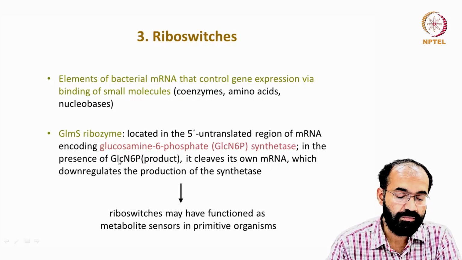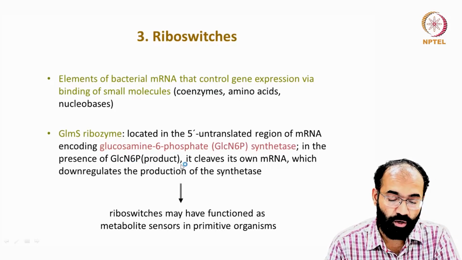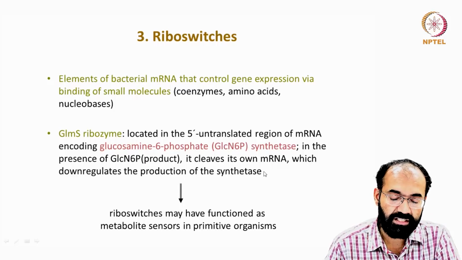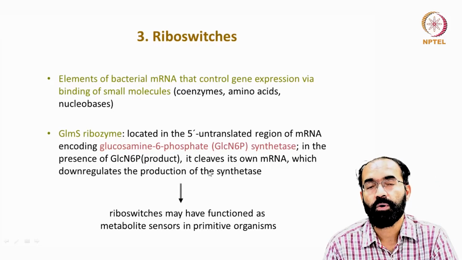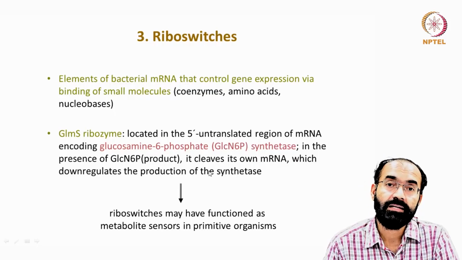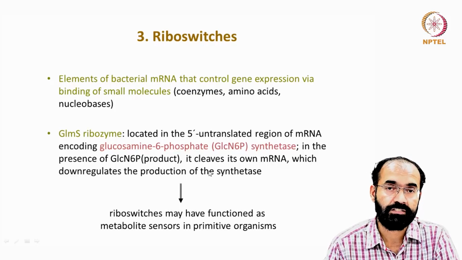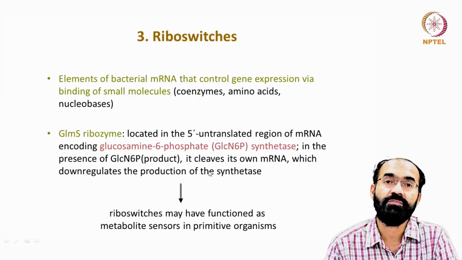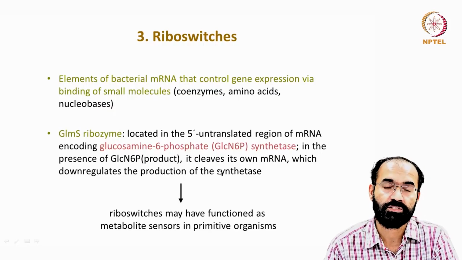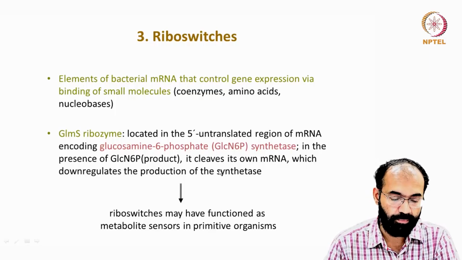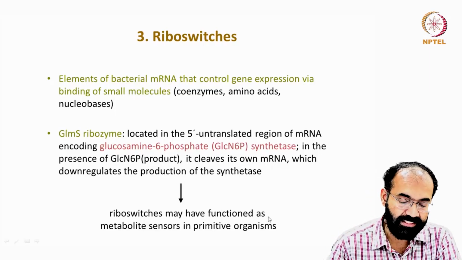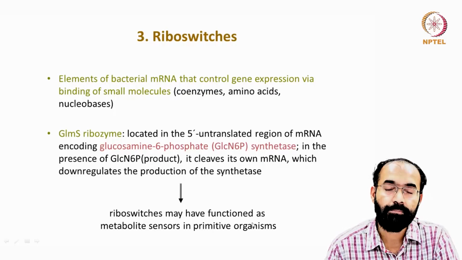In the presence of GlcN6P product, that is the product of this mRNA, it cleaves its own mRNA, which downregulates the production of the synthetase. That means if the product is present, then it will recognize this 5' untranslated region ribozyme sequence. When the product is there, that ribozyme will recognize the product. Once it is recognized, it will cause the degradation of the mRNA so that no more new product is formed. So riboswitches may have functioned as the metabolite sensors in primitive organisms.